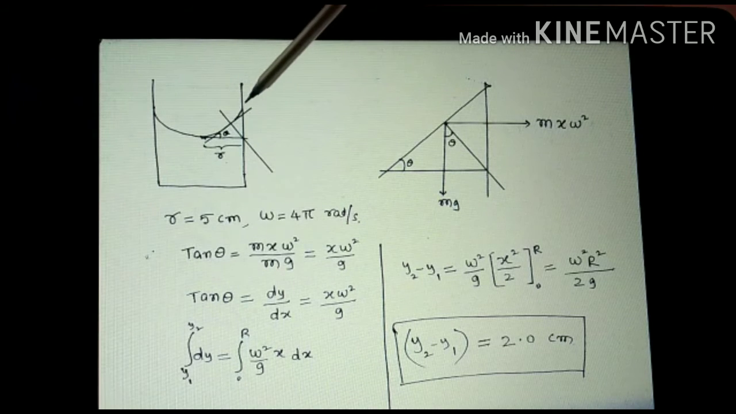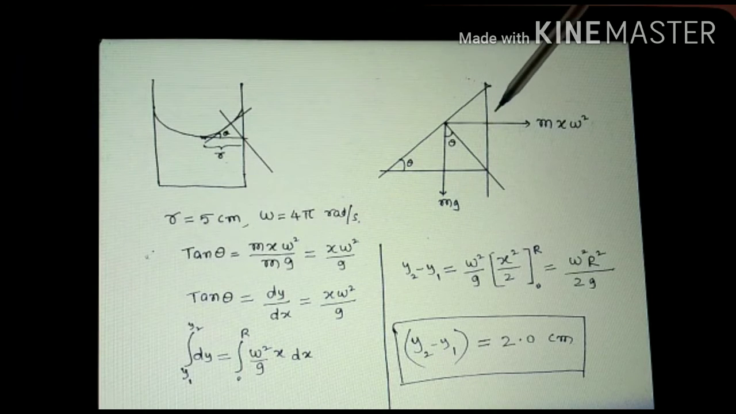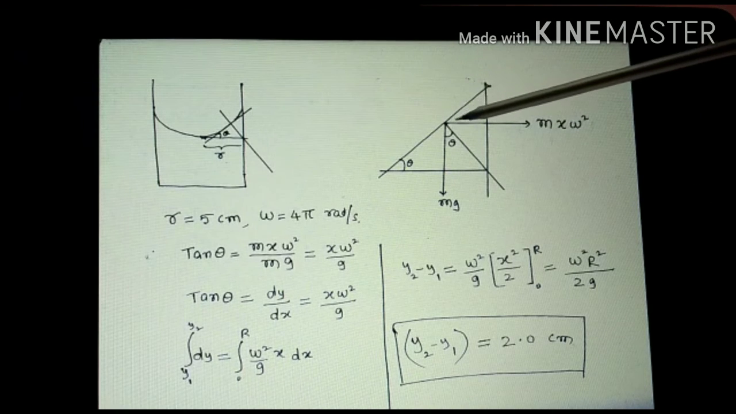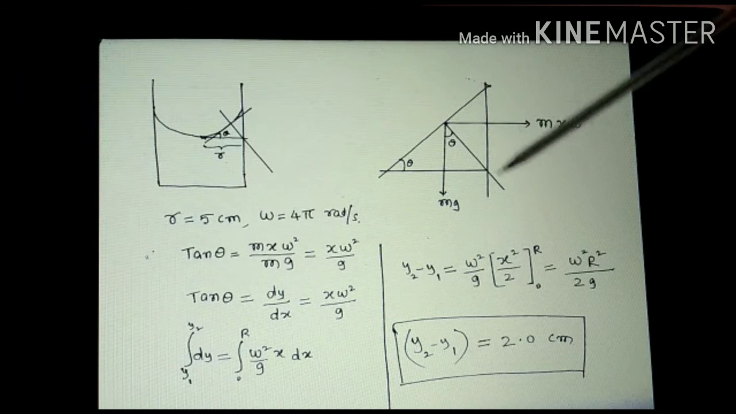The radius is r. Now I am amplifying this figure. Whatever tangent I have drawn, I am amplifying on the right side. You see on the right side how I have drawn. This is a right angle triangle, no? This hypotenuse is the tangent. It is making angle theta with horizontal. Okay. Now on the tangent to the curve, there I am drawing one perpendicular to the hypotenuse. You are seeing, I think.